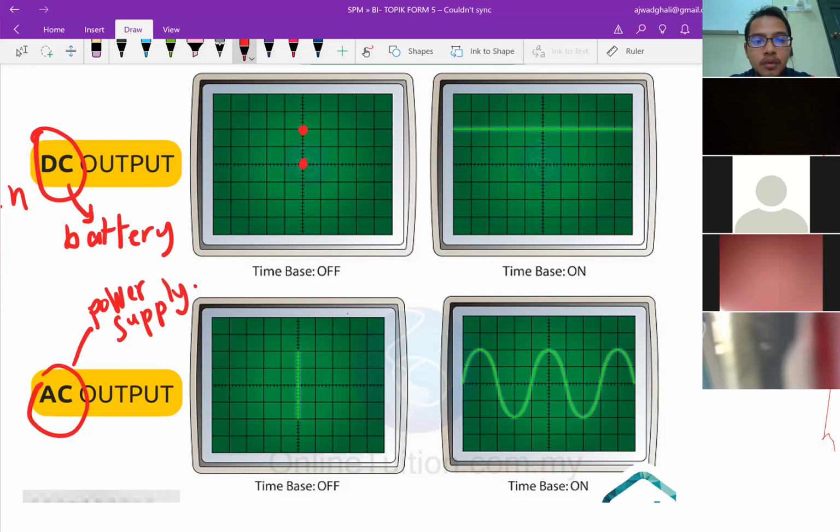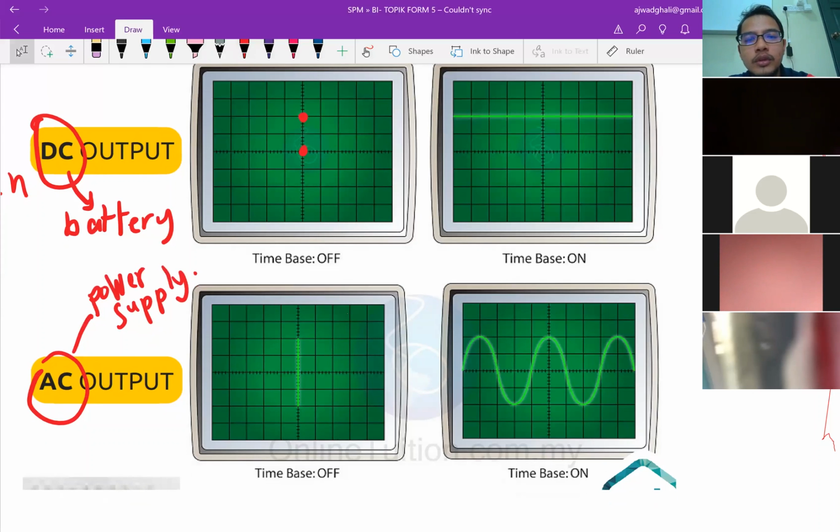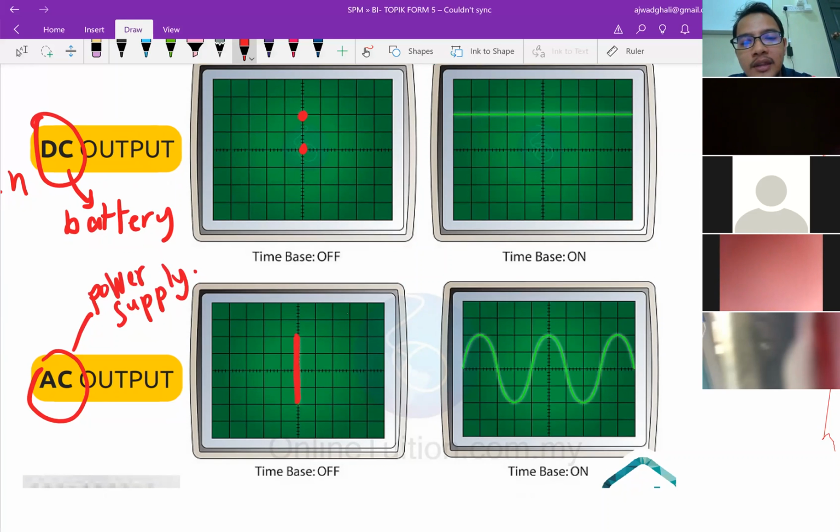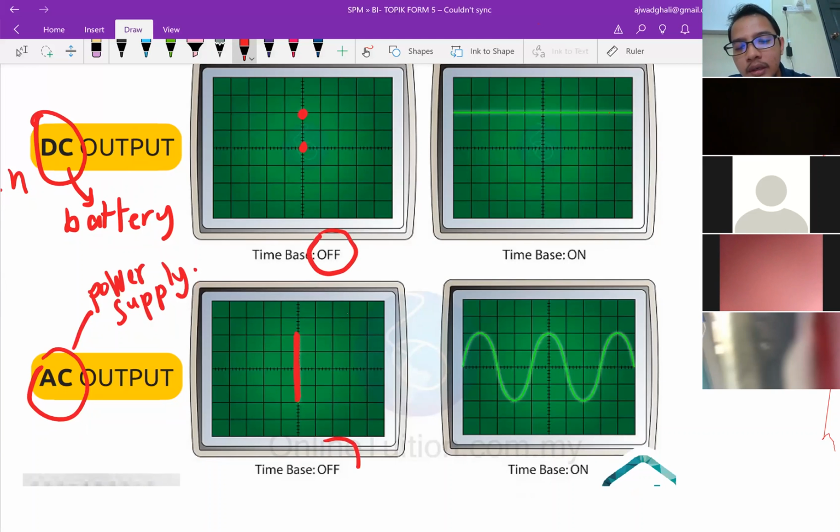Okay, so you see these two, there's no change in X. For this one, it's only in Y. This one also in Y. There's no output on the x-axis because the time base is off. If you push the on button for the time base, the output will be like this. It shows you the variation of the volt with time.